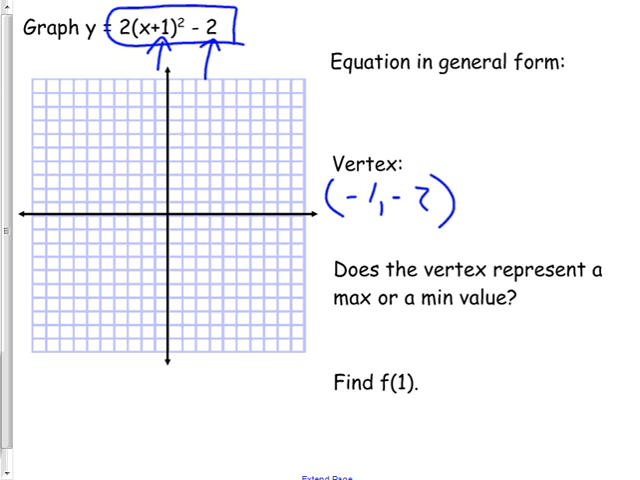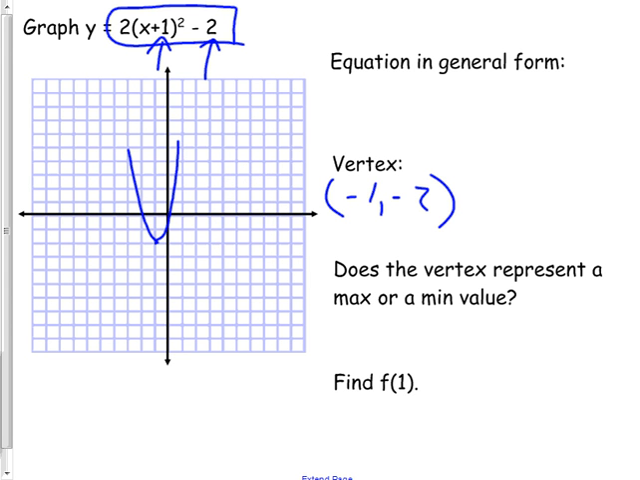And then does the vertex represent a maximum or a minimum value? Well, if you actually graph this thing, if I go over negative 1 and down to negative 2, and I know it's a parabola that looks kind of like this, is that a low spot or a high spot? It's a low spot, so it's a minimum. Yep. If it was upside down, that'd be called a what? Maximum. Okay.